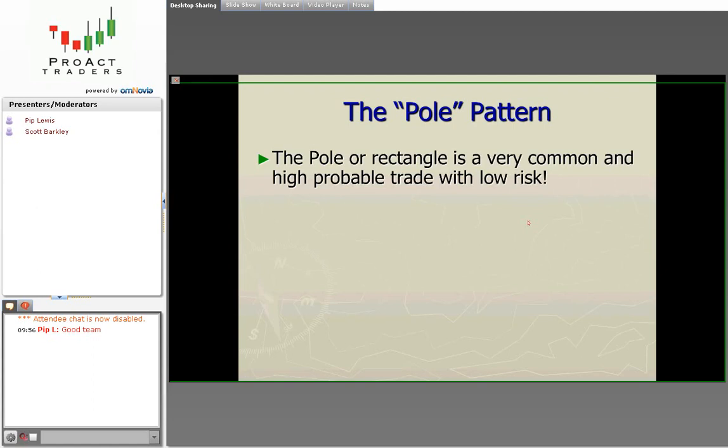All right, the pole pattern or rectangle is a very common and high probability trade with very low risk. Oh, have I got your attention? High probability, low risk. That kind of makes sense, doesn't it?